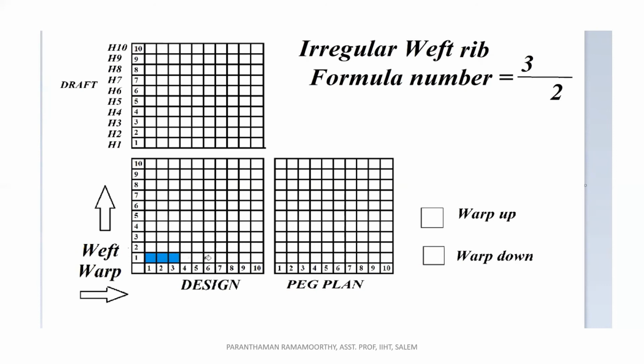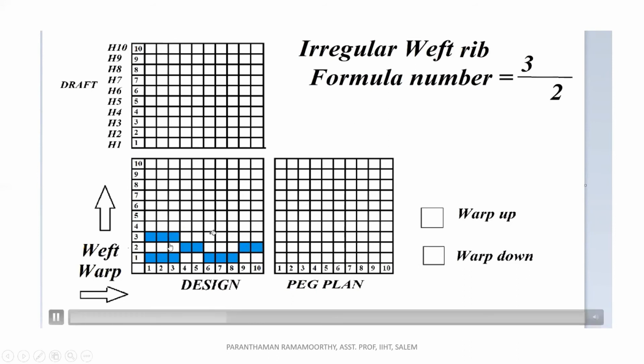So weft rib, so first 3 up, 2 down. Extending the weft way. So here 5 ends with 2 picks is enough to draw the design. Further are repeating units.